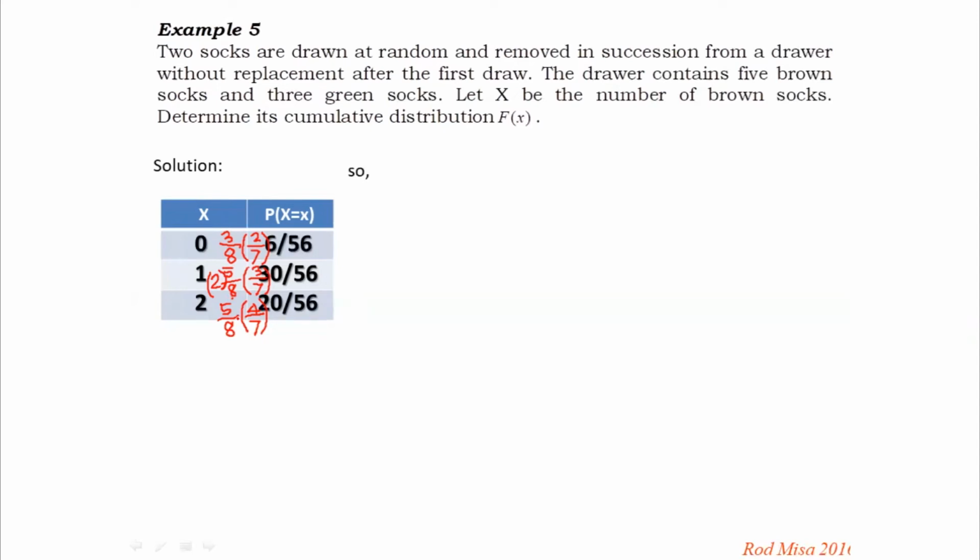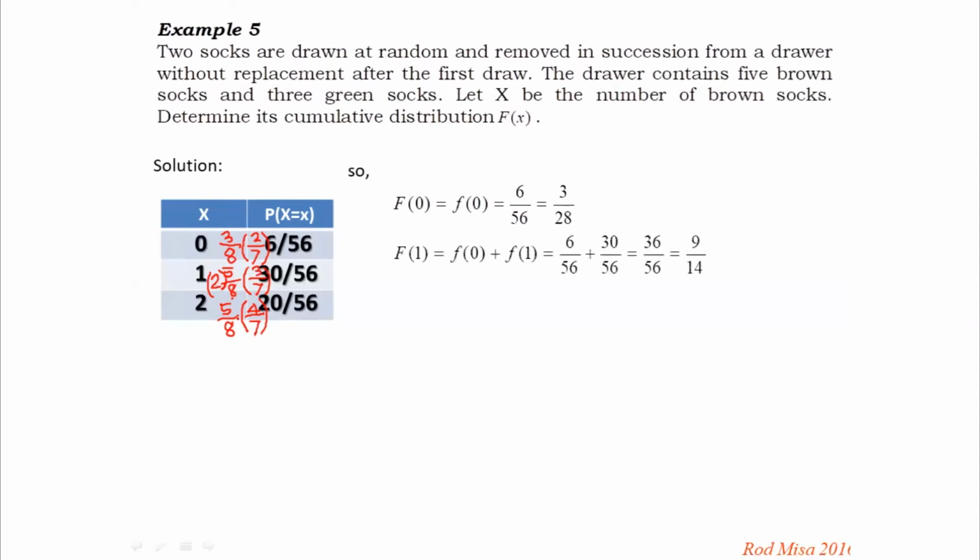So our cumulative distribution function, big F of 0, is equal to the small f of 0. Now, take note that big F is the sum of all probabilities from 0 and all values below 0. But because there is no value below 0 in the random variable, this is just equal to the small f of 0, having a value of 6 over 56, which can be reduced to 3 over 28.